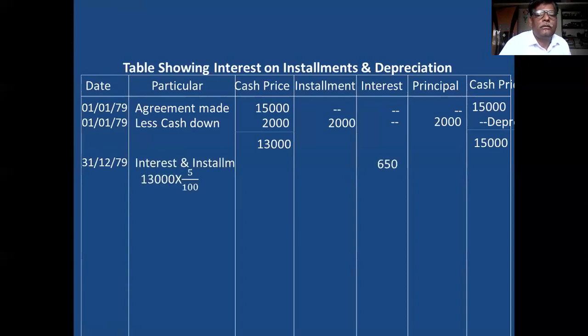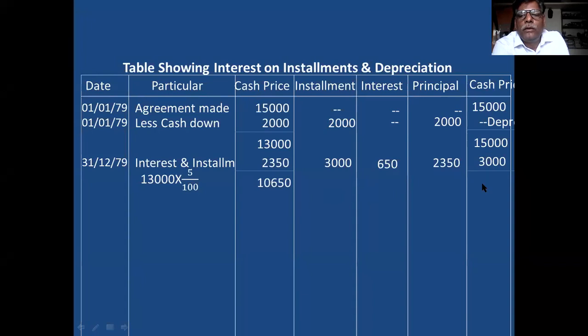First installment, you calculate 5% on principal: 13,650. Installment 3,000. Principal 3,250. Then 20% on this 3,000, you deduct as asset in the balance. First column, last column. Okay, next date is 1980.